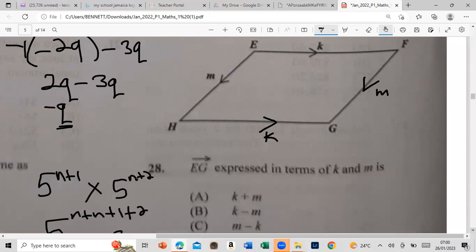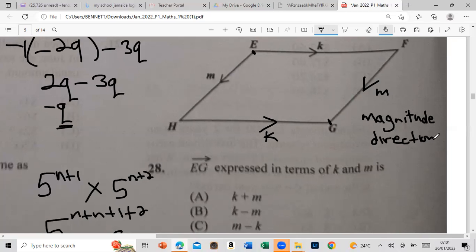They say express EG, from E to G, in terms of K and M. Alright, so we want to go from E to G. Two things a vector must have: a length and a direction. Sometimes length is referred to as magnitude. I'm a teacher, guys, so at times I have to be teaching, not just doing the question. It's just my style. So it has a magnitude and a direction. You can call the magnitude length.